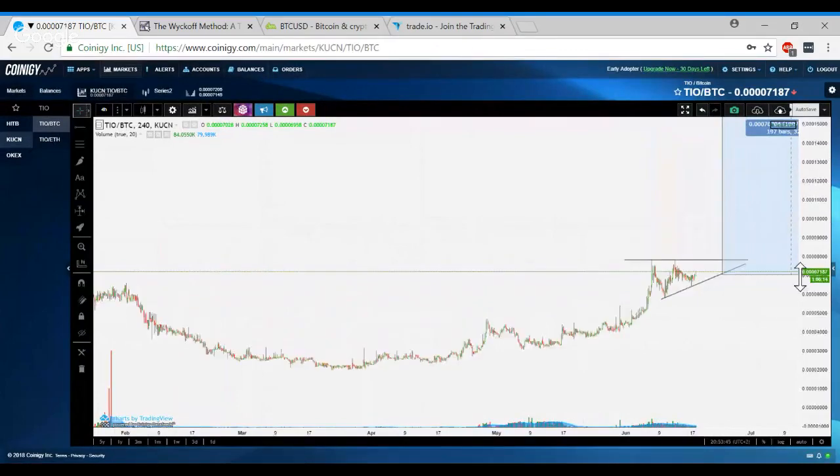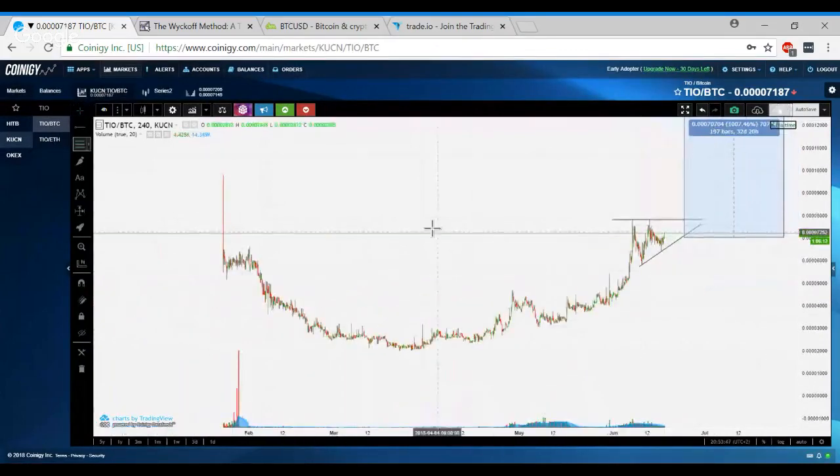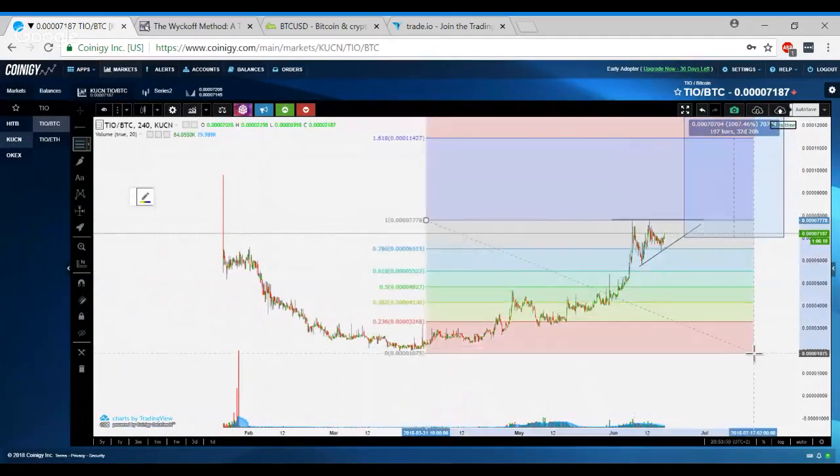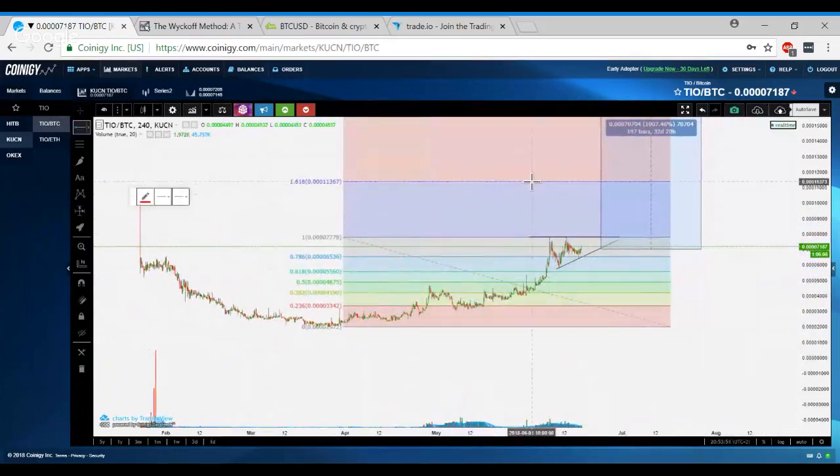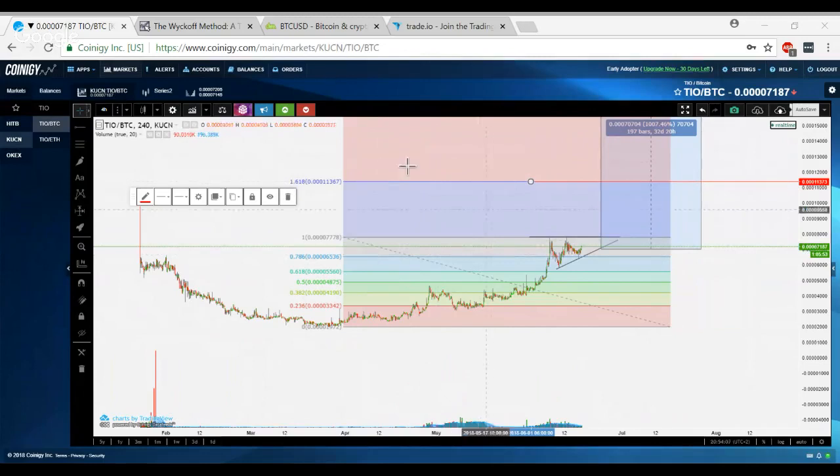For the shorter term, things are also looking pretty good. If you'd like to have some short-term targets, my target for this week or maybe in 2 weeks will be 11,000, or rather 10,000 Satoshis. So that's my alt pick for today.